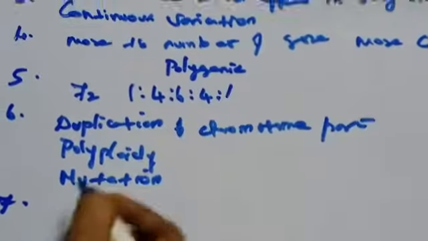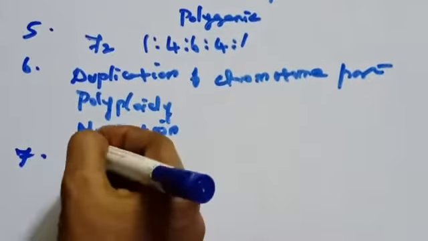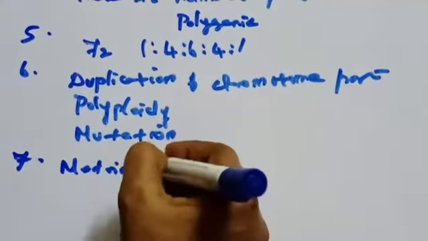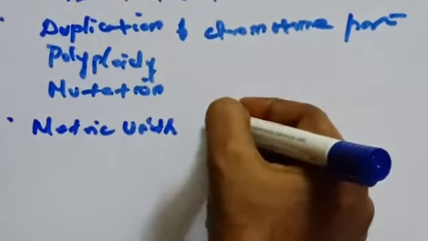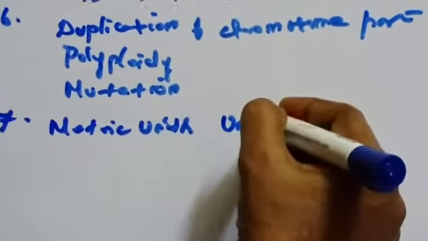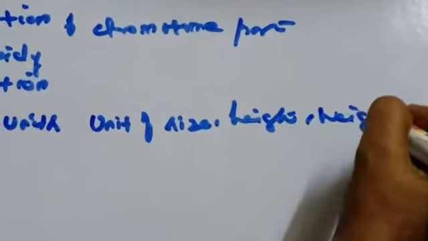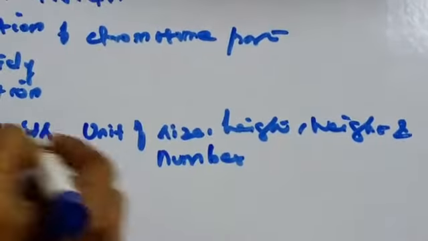Then the seventh one is the characters controlled by quantitative inheritance are sometimes known as metric traits. The traits controlled by quantitative inheritance are sometimes known as what units? Metric units. Why is it known as metric units? Because they are measured in terms of units of size, height, weight, and also number. So it is known as metric units.